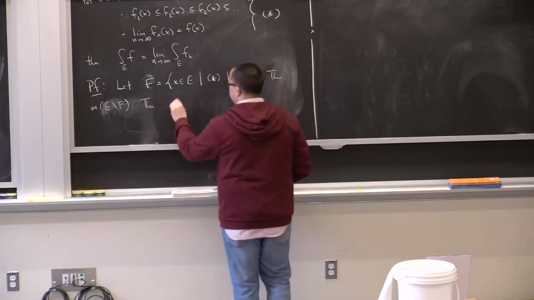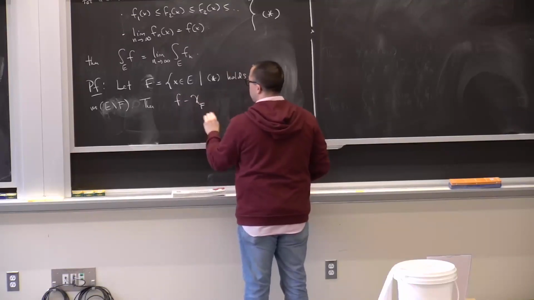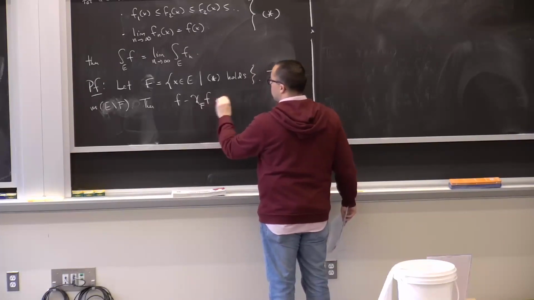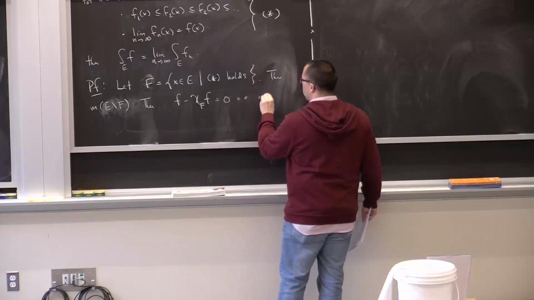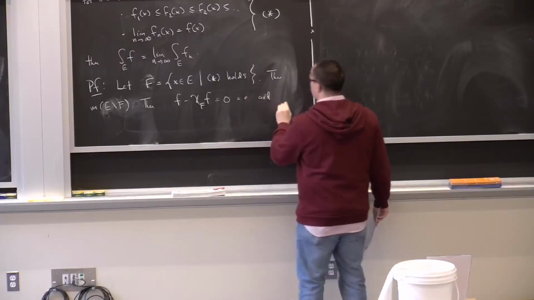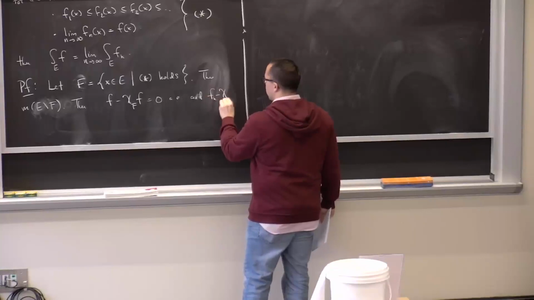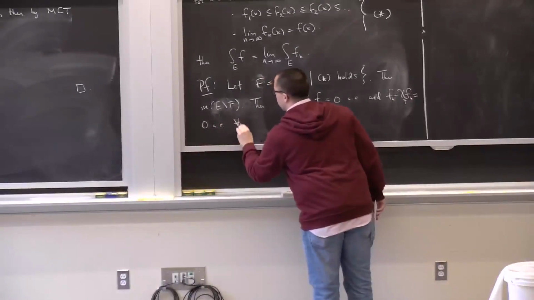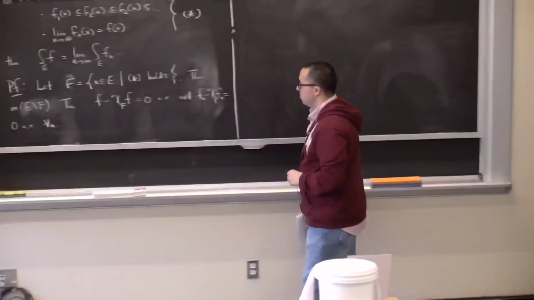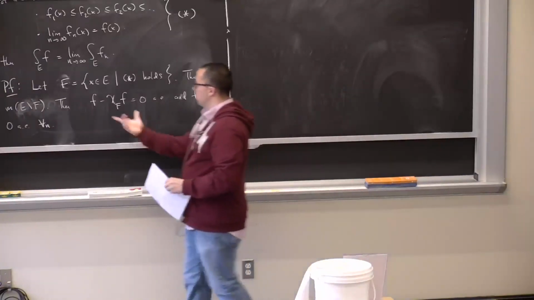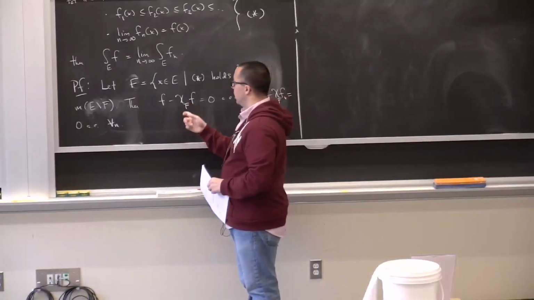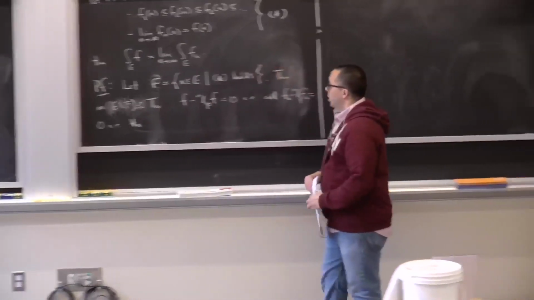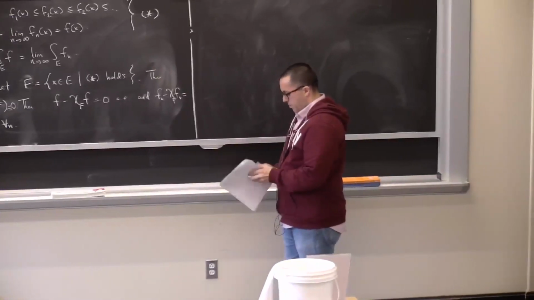Then f minus chi sub F, so this is the indicator function over capital F, equals 0 almost everywhere. And f n minus chi sub F f n equals 0 almost everywhere for all n. Right? These equal 0 when x is in F, whose complement has measure 0, which I didn't finish writing down. Okay.